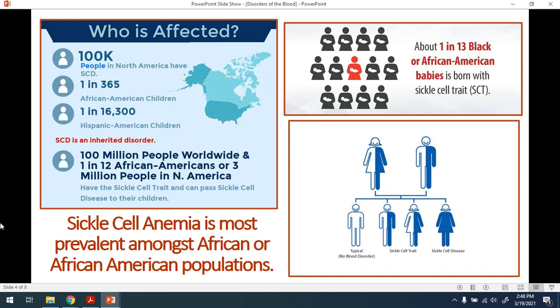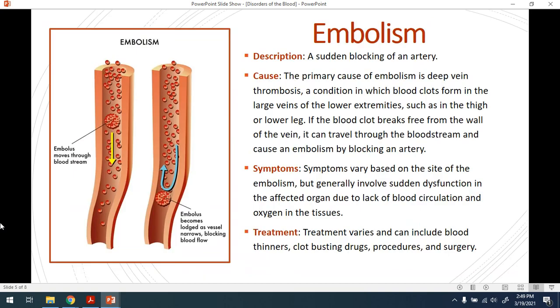100,000 people in North America have sickle cell disease. 1 in 365 African American children will have sickle cell disease, while only 1 in 16,300 Hispanic American children have sickle cell disease. Sickle cell anemia is an inherited disorder. 100 million people worldwide and 1 in 12 African Americans, or 3 million people in North America, have the sickle cell trait and are able to pass sickle cell disease to their children.